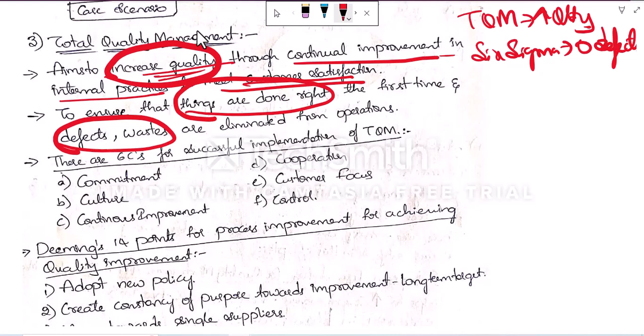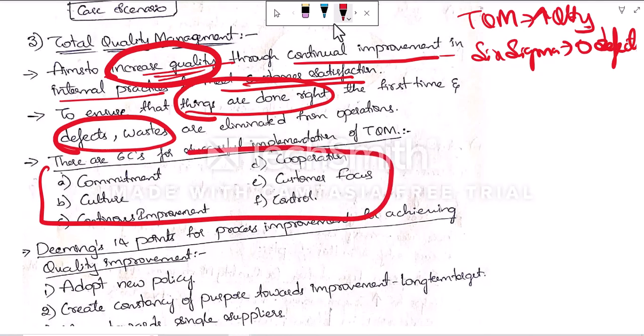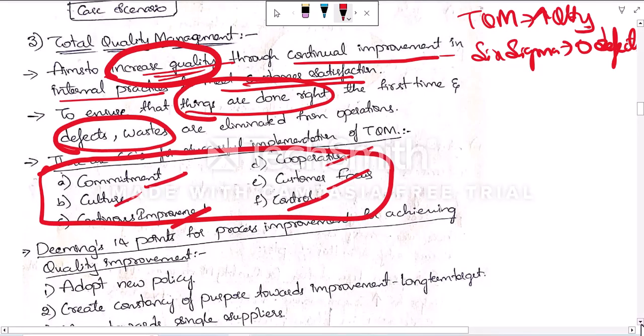So for successful implementation of total quality management, we need 6 C's. Okay, all these are 6 C's. 6 doesn't mean some specific formula, but just for successful implementation we have adopted some policies. What are those? Commitment should be from top management to the lower level. Culture, continuous improvement. I think you are familiar with all these words, so I'm not explaining in detail for everything. Cooperation, customer focus and control, all these 6 C's, if we follow them, they will help us for successful implementation of TQM.